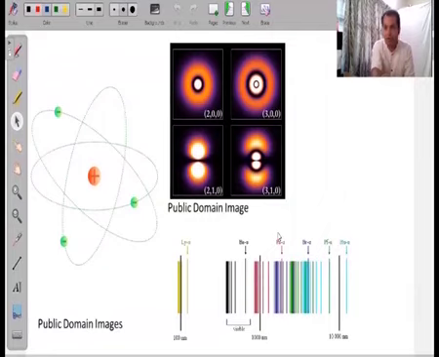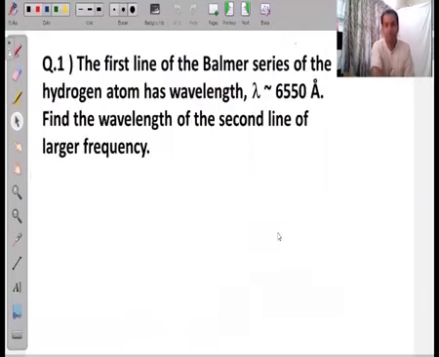We'll begin by solving some elementary problems before we take up a little more difficult ones. So here is the first problem. The first line of the Balmer series of the hydrogen atom has wavelength lambda approximately 6,550 angstroms. The actual value is a little different, but for ease of calculation, I've taken this approximate value. The question says, find the wavelength of the second line of the larger frequency.